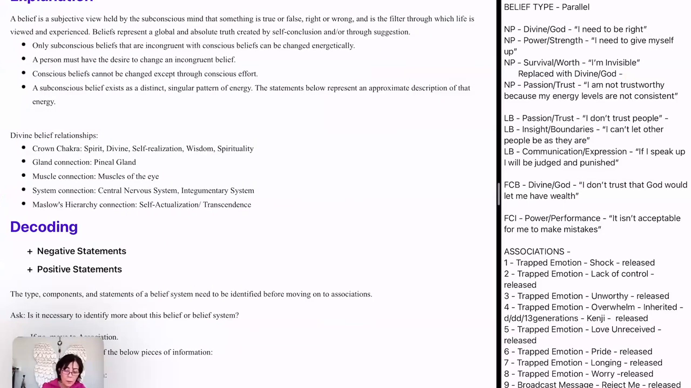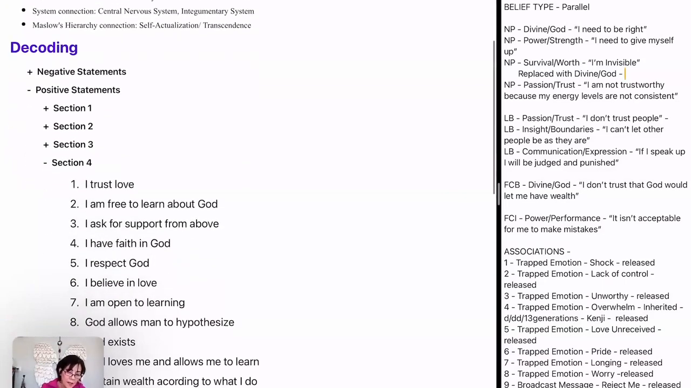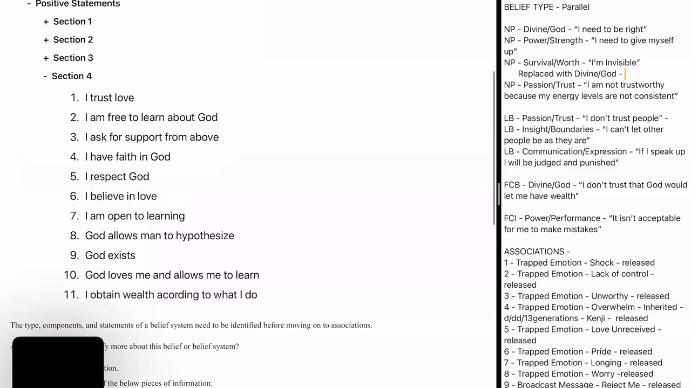Okay, now we go to positive statements. So there's four sections. Is it section 1, 2, 3, 4? Okay. And don't look at them. Okay, go ahead. I will. You know what? I'm going to go 1 to 11. I mix it up. I do odds, evens, or I just go down the list. I keep myself sharp that way.